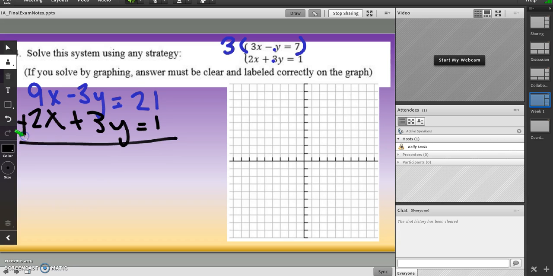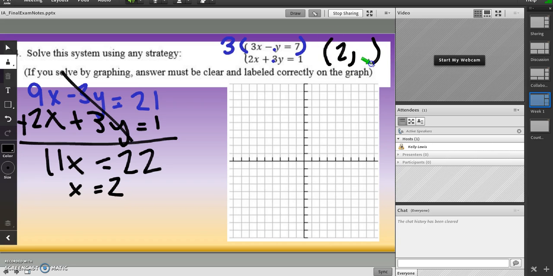Then I'm going to add them. And so when I add them, 9 plus 2 is 11. These cancel because one's a negative 3y and one's a positive 3y. And then 21 plus 1 is 22. When I divide by 11, I get 2. So my answer is going to be 2 comma, and then whatever the y value is. So I'm going to take this 2, and I'm just going to plug it into that top one, just because it's the top one.